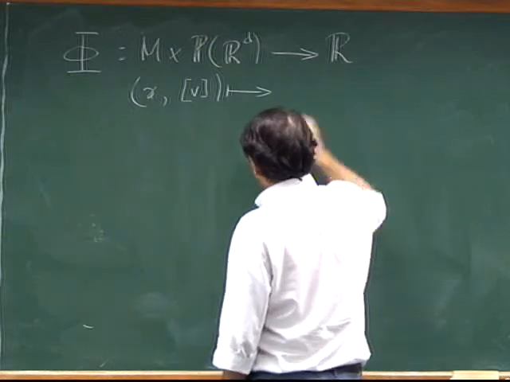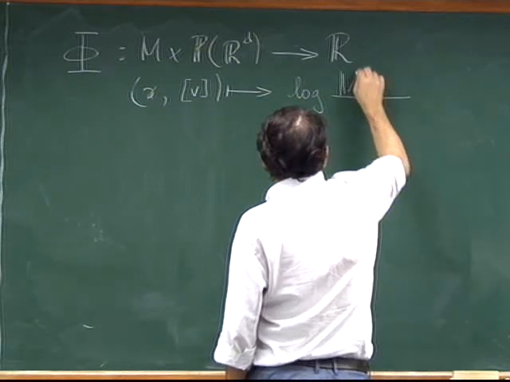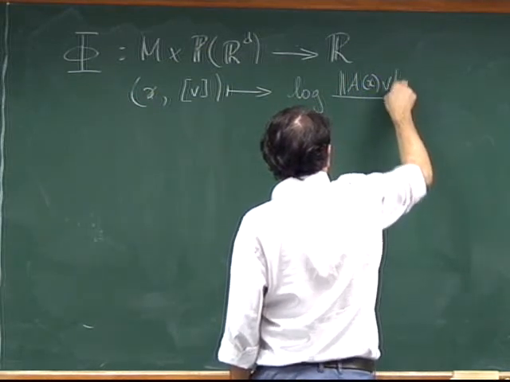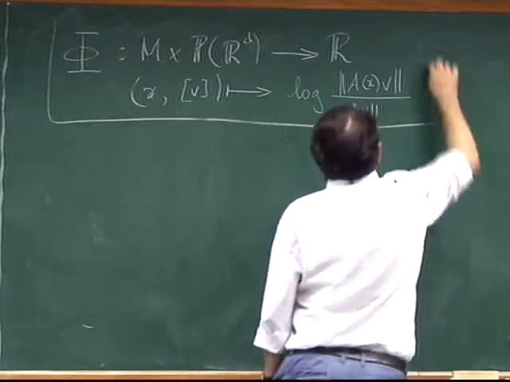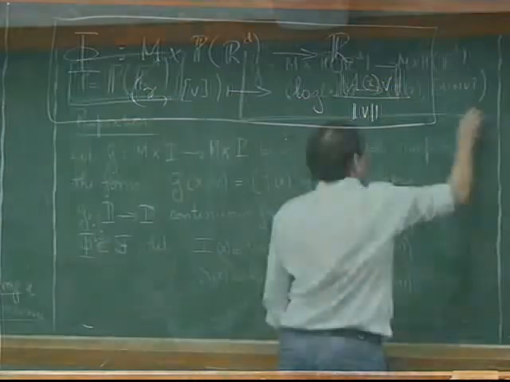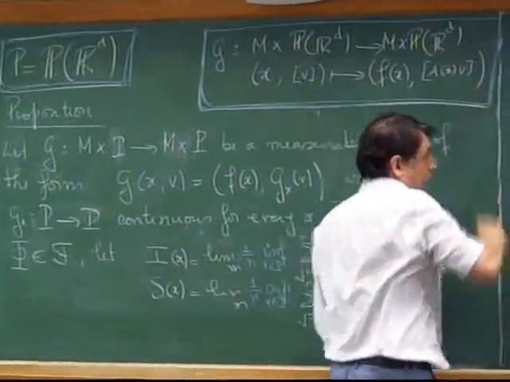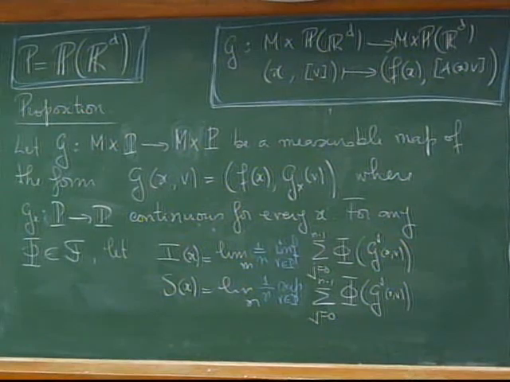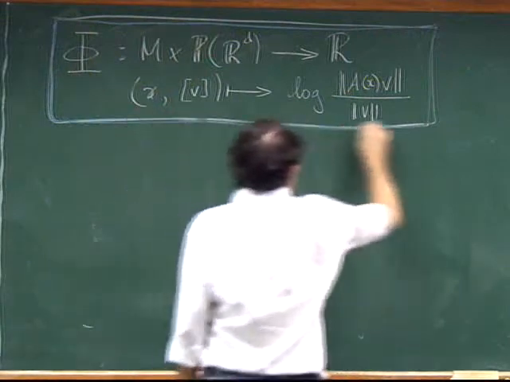It's a very natural function: logarithm of the norm of A_x applied to v divided by the norm of v. This is the phi we are interested in. So these boxes that I'm highlighting in blue are the application we have in mind.